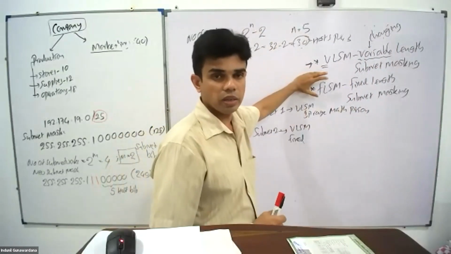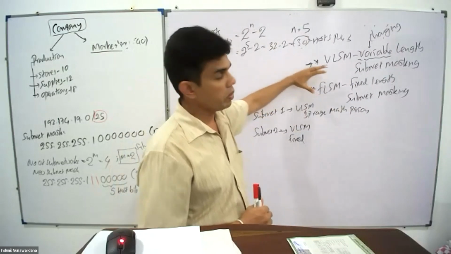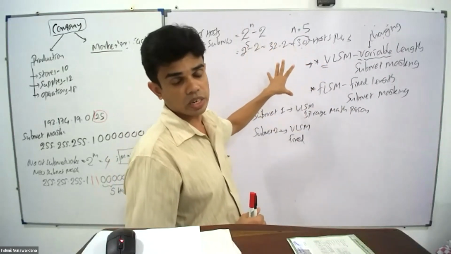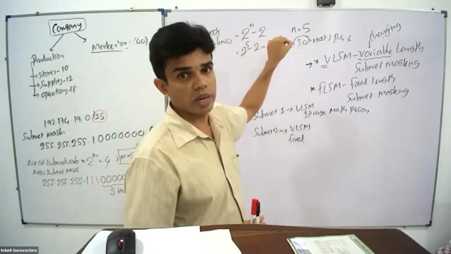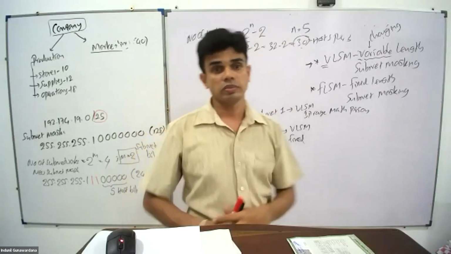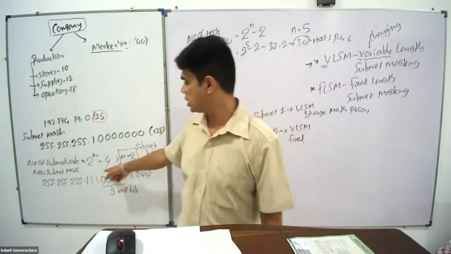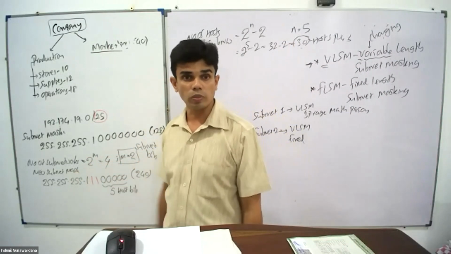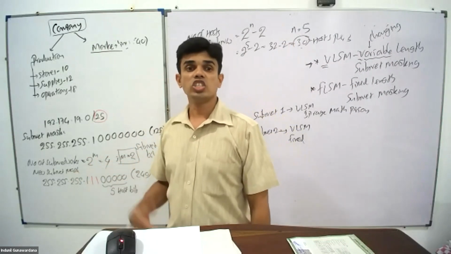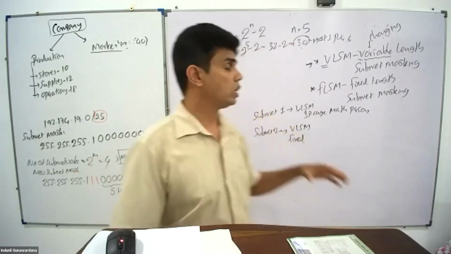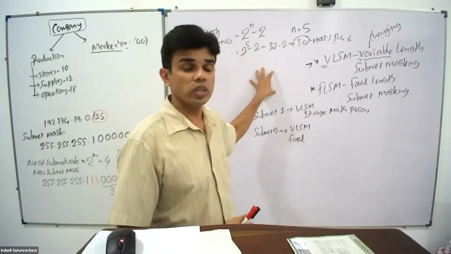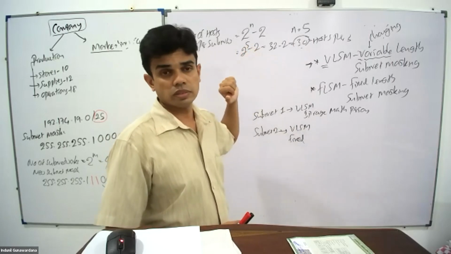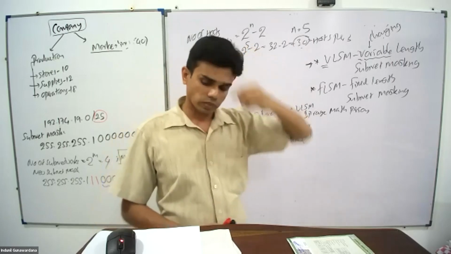Fixed length subnetting is the ordinary way: based on the number of subnetworks and the number of hosts in each network, we come to a certain subnet mask that is common. So in this case, this is FLSM, fixed length. But VLSM is changing the number of hosts or the subnet mask from one subnet to the other. We'll see how it is going to be.